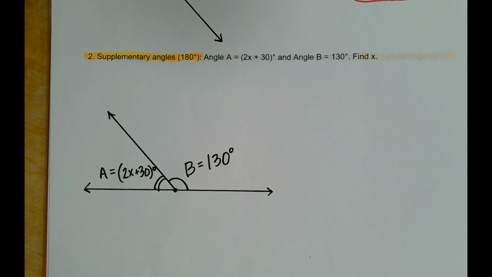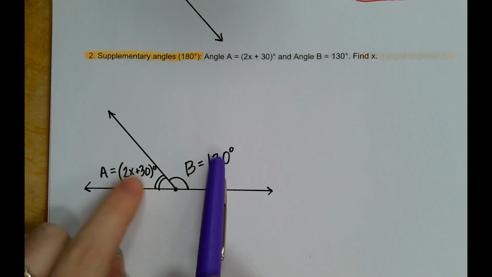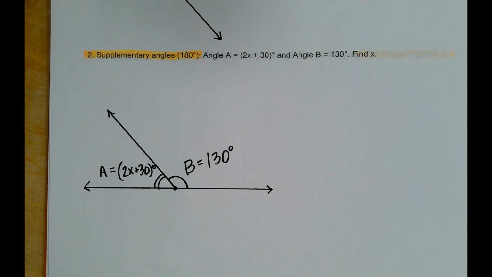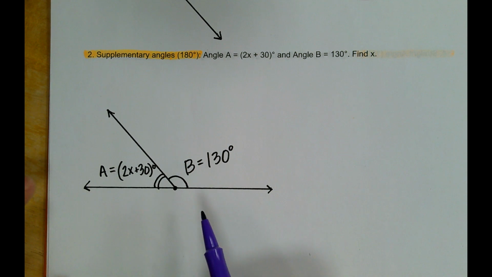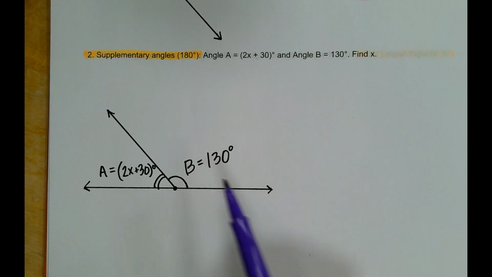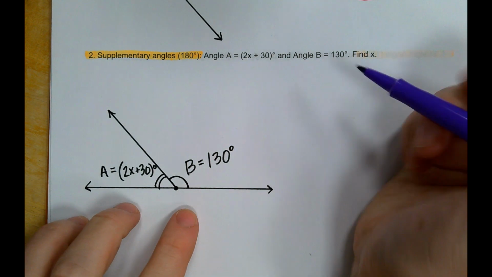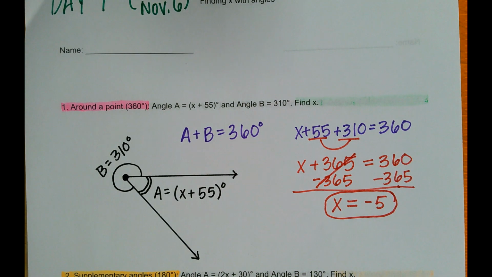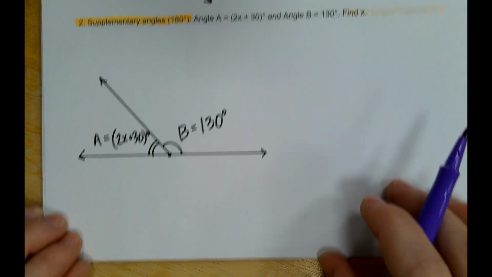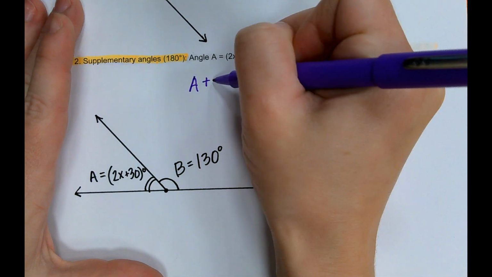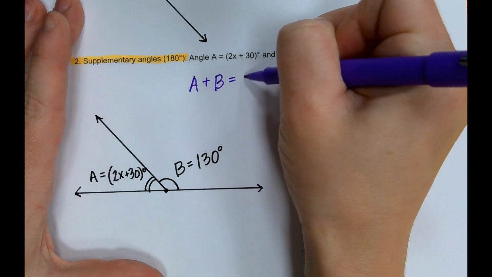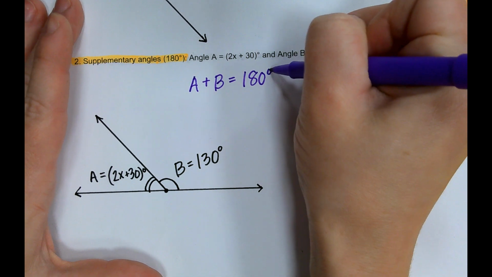Okay. So without using our values for A and B, let's just use A and B. What can I say about A and B? How could I write an equation? Just like in the first one, I said A plus B is 360. What would I do here? Perfect. A plus B equals 180 degrees.